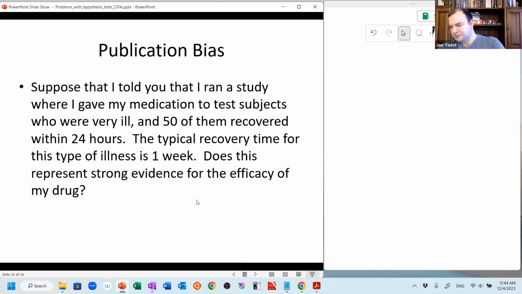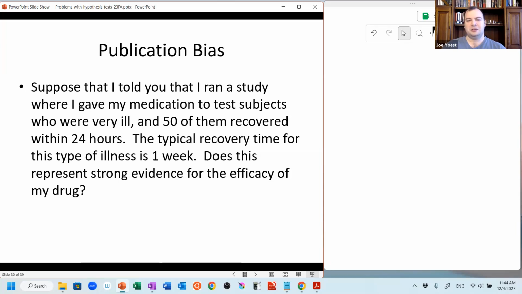And then, last couple of details, these aren't so important, but these are things to consider. So consider this narrative. Suppose that I told you I ran a study, I gave my medication to test subjects who were very ill, and 50 of them recovered within 24 hours. The typical recovery time for this type of illness is 1 week. Does this represent strong evidence for the efficacy of my drug, that my drug makes people get better more quickly?